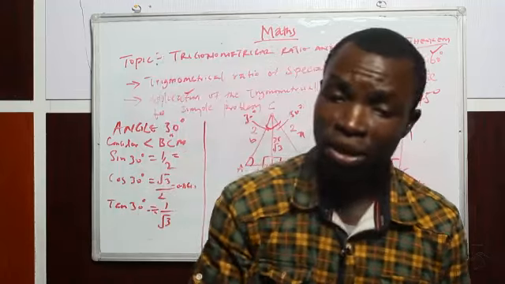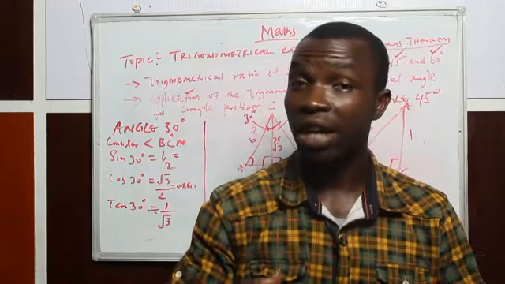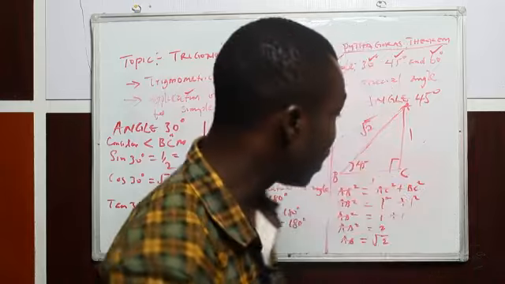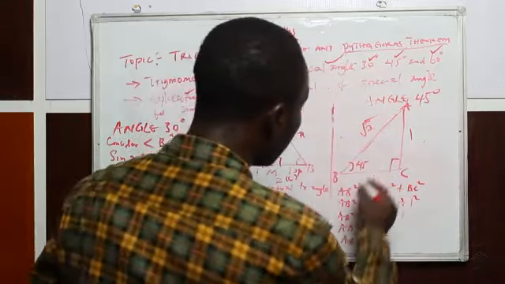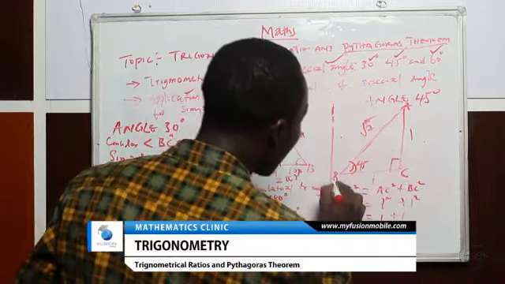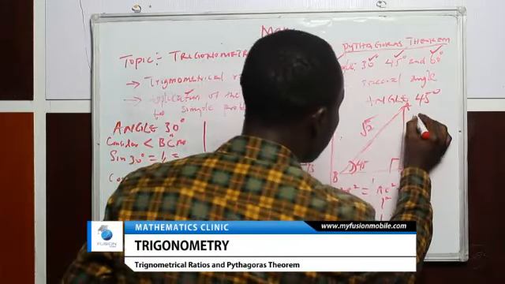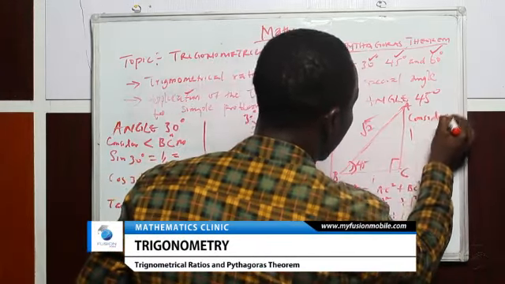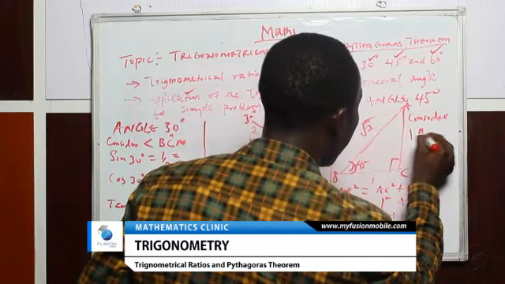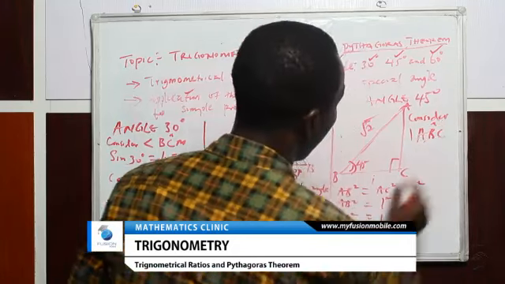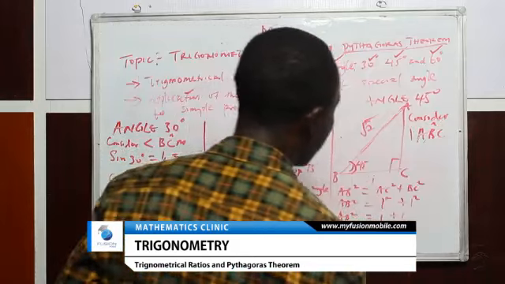Now, how do we proceed to find our angles without using a calculator? It's very easy. Let's look at this place. Now we have the angle facing, consider angle B. Consider angle ABC. Consider triangle ABC.